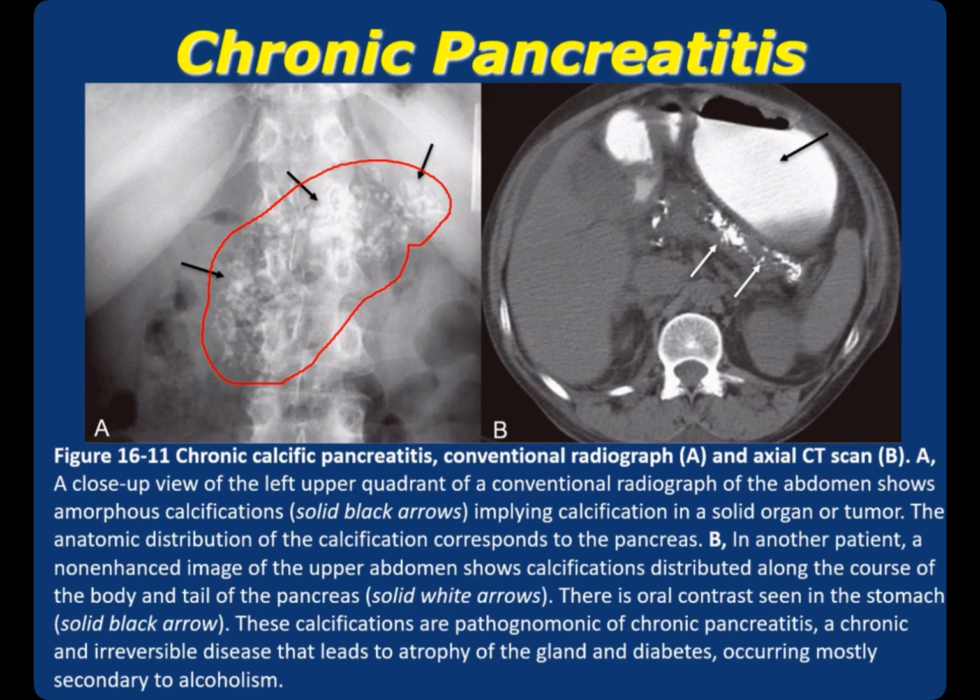The anatomic distribution of the calcification corresponds to the pancreas. In image B, in another patient, a non-enhanced image of the upper abdomen shows calcifications. These obvious white areas are calcifications inside the pancreas, distributed along the course of the body and tail of the pancreas. And these areas are hollow contrast inside the stomach. These calcifications are pathognomonic of chronic pancreatitis, a chronic and irreversible disease that leads to atrophy of the gland and diabetes, occurring mostly secondary to alcoholism.